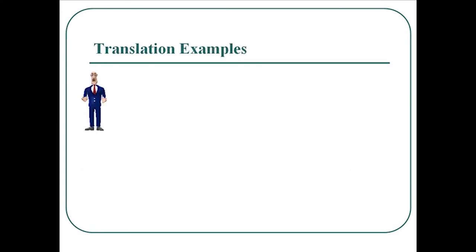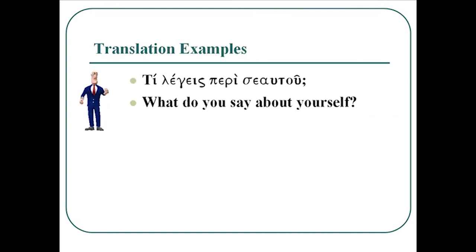Couple examples with this reflexive pronoun are: Ti legeis peri seautou? Ti is what, legeis, what do you say, peri seautou, about yourself or concerning yourself? Question mark.